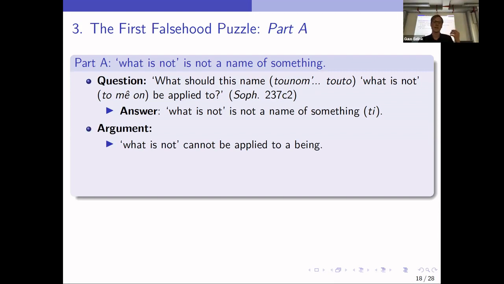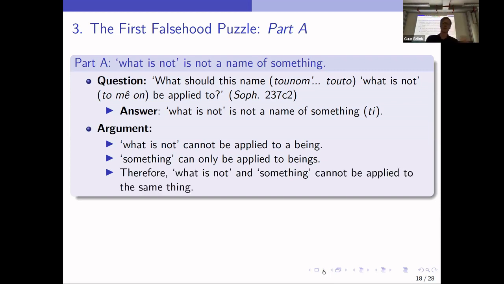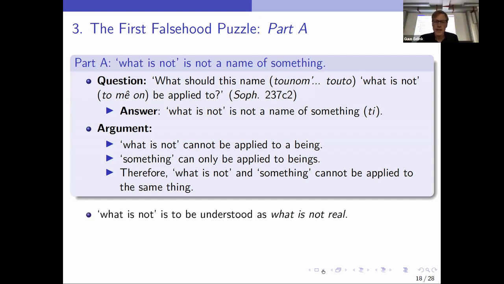First, it is argued that the phrase "what is not" cannot be correctly applied to a being. Then it is argued that the word "something" can only be correctly applied to beings. And from this, it is inferred that the phrase "what is not" and the word "something" cannot be applied to the same thing, which is then taken to imply that the phrase "what is not" is not a name of something. Now, I take it that this is a sound argument if we understand the phrase "what is not" as meaning what is not real or what does not exist.